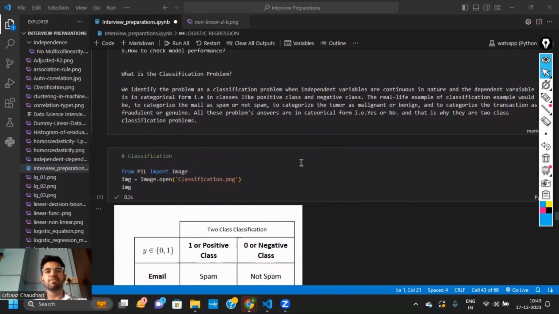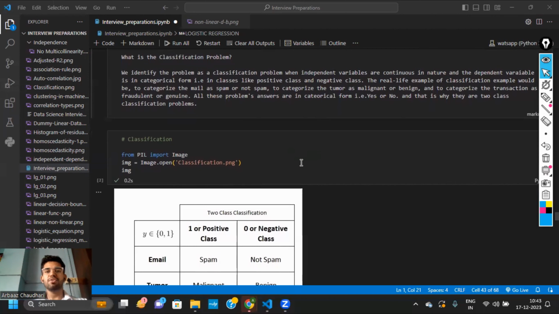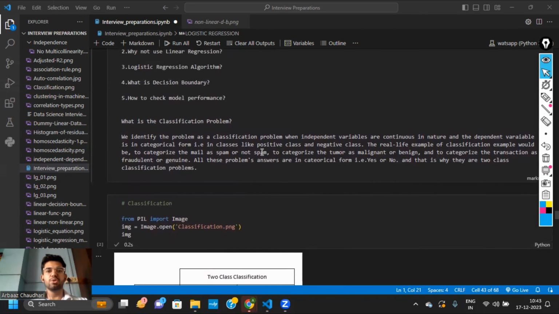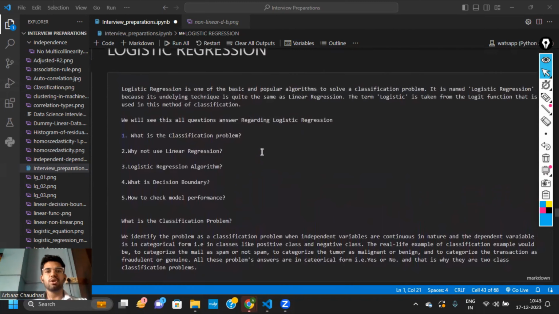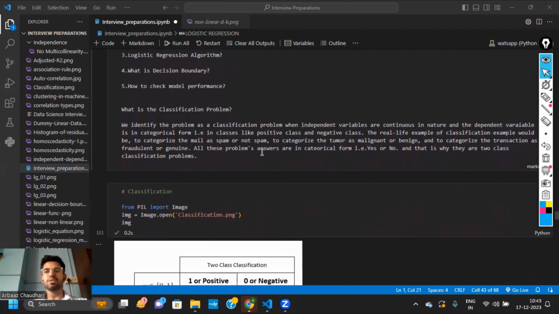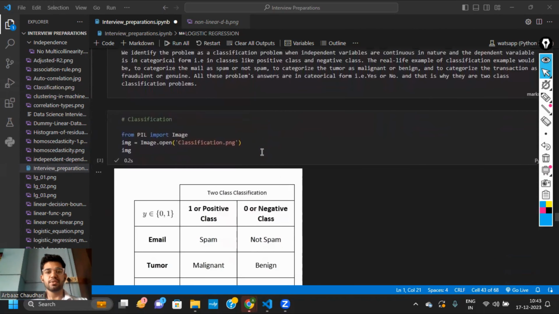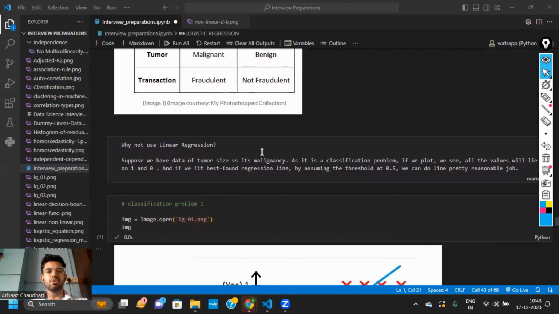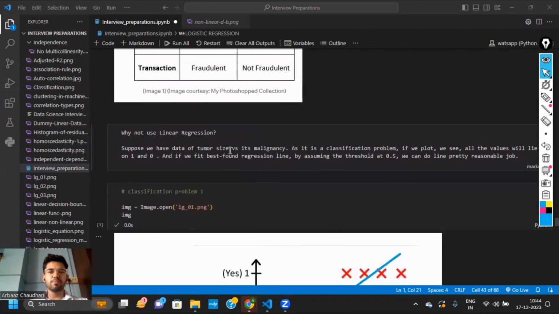For multi-class classification, you have to go to some other model. But if your problem statement is binary classification, you can use logistic regression as your main model, because logistic regression works very well on binary classification. Okay, let's move on to the next question.